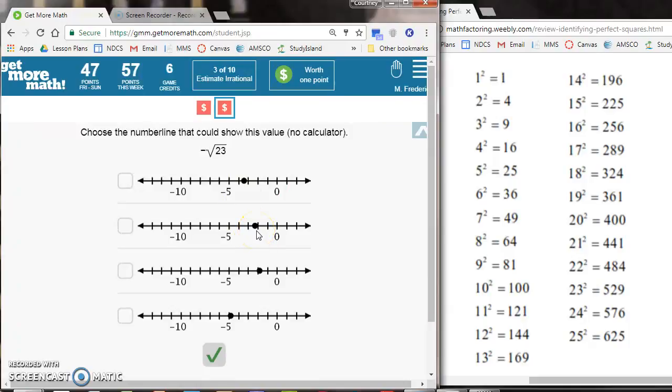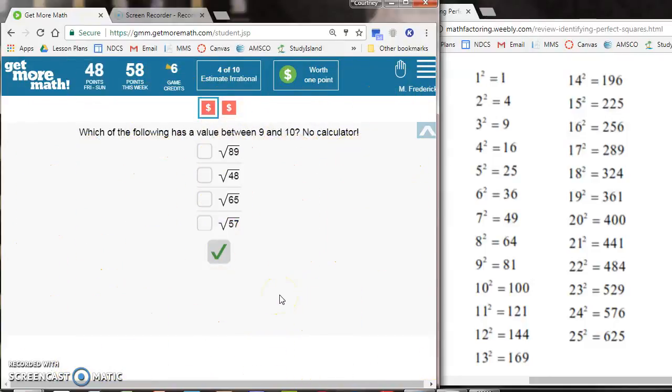Here we're between, in our second number line, our point is between -2 and -3. In our third one, it's between 0 and -1. Finally, we see in our fourth number line, we are between -4 and -5. So the correct answer is our fourth number line.